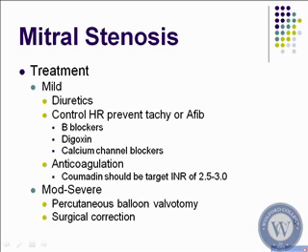Treatment is mild. You can give a little bit of diuretics in these patients, but be very, very careful. Okay? And this is for only mild. Severe, forget about that. You're not going to do that. Control heart rate. You want to prevent atrial fibrillation. Okay? So patients should be placed on beta blockers and calcium channel blockers, and they should be anticoagulated as well.